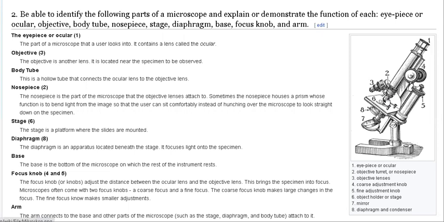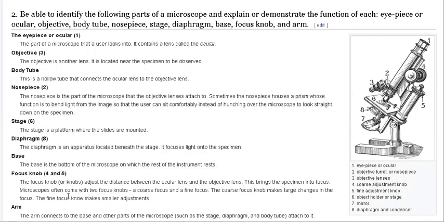Sometimes the nose piece houses a prism whose function is to bend light from the image so that the user can sit comfortably instead of hunching over the microscope to look straight down on the specimen. Once again, we've spoken about the bending of light in the optics honor. The stage, which is number 6 here, is the flat part that the object would be on. The stage is a platform where the slides are mounted.